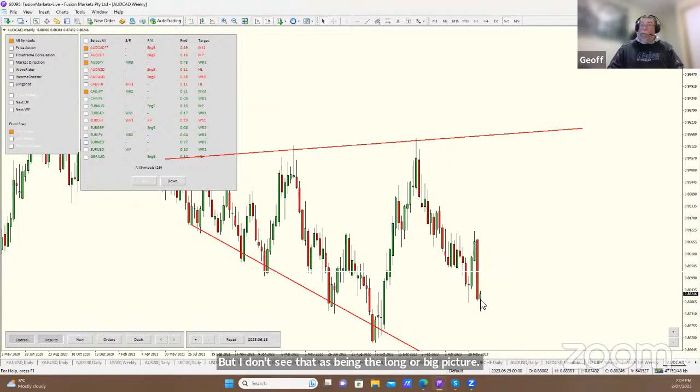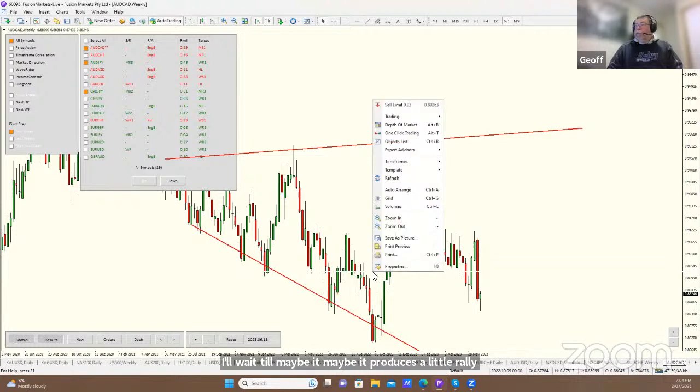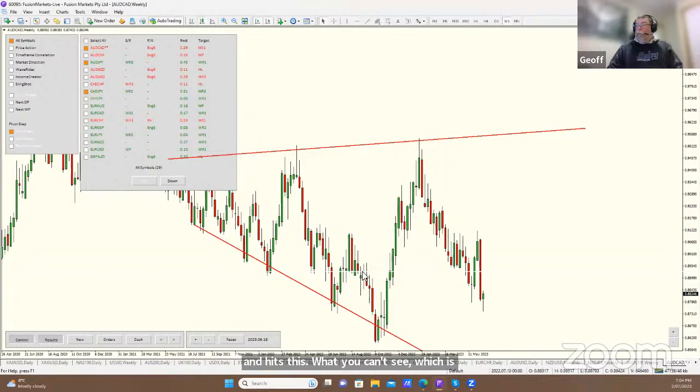I'll wait till maybe it produces a little rally and hits this, what you can't see, which is the weekly pivot. Pardon me, I do believe, because it's the wrong color. But maybe it hits there, and then I can go with my bias, which is short. So do I want to trade it long right now? Answer no. And the same applies to every single one of these.